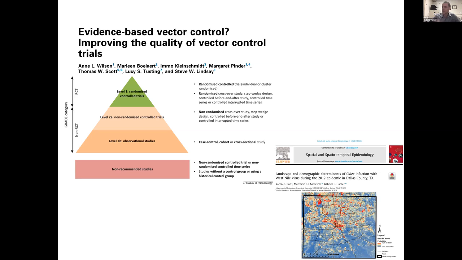When we started this partnership with Harris County, Dallas County, we were interested in seeing if the aerial adulticide campaign, which occurred that year, and it doesn't often occur up there, had an impact on Culex abundance or infection. But it turns out there were very few, if any, mosquito traps in areas that did not receive the aerial adulticide campaign. So that would have been a scenario where we did not have a control group, and thus those are not recommended studies for evaluating vector control.